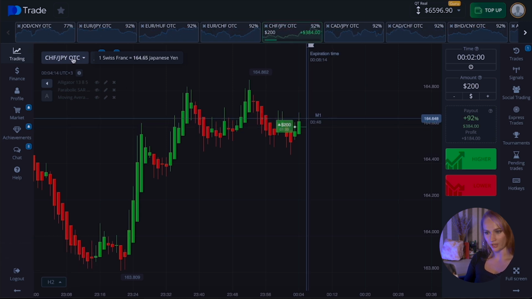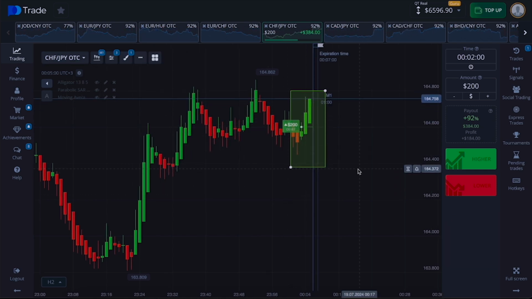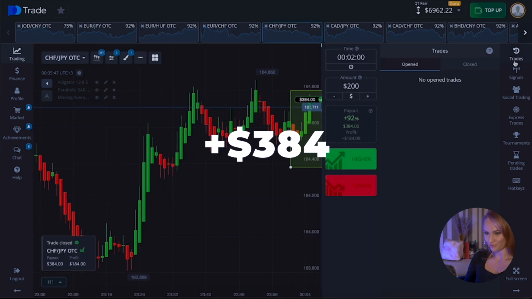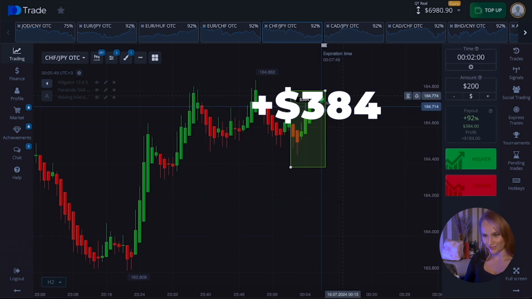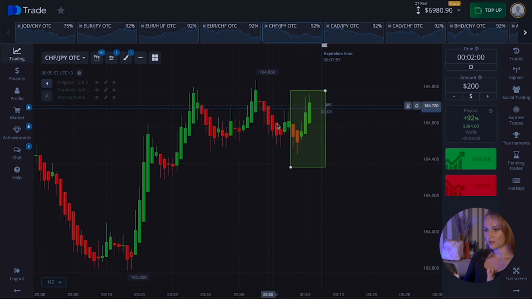So here is the next deal, Swiss franc and Japanese yen. There you have it, an excellent deal, bringing us profit. Once again, pay attention to the candlestick patterns. Decline in growth, decline in growth, decline in growth, and growth.